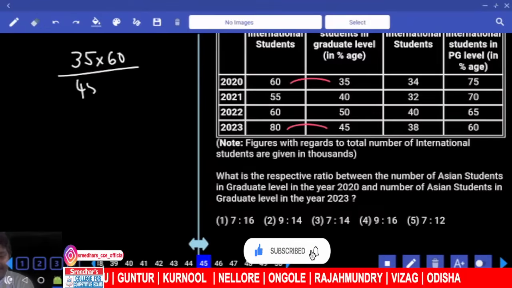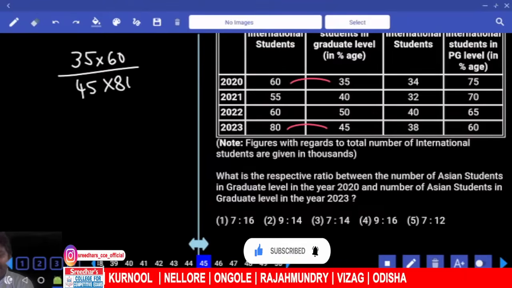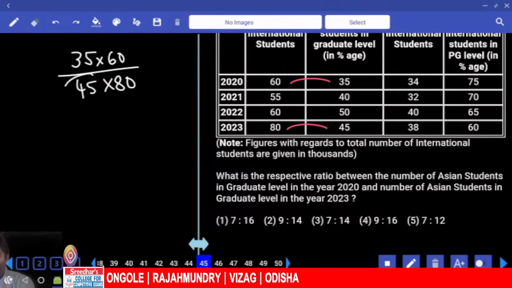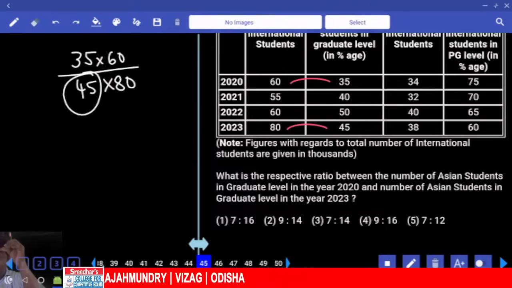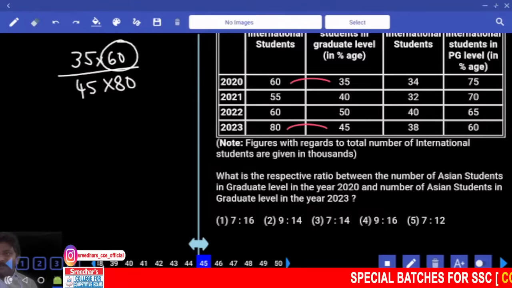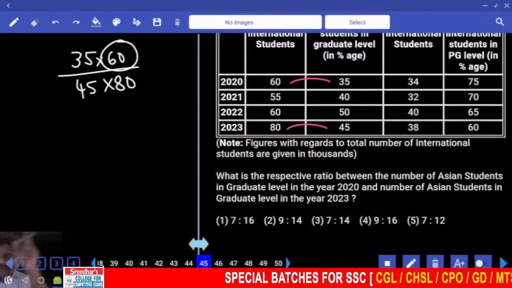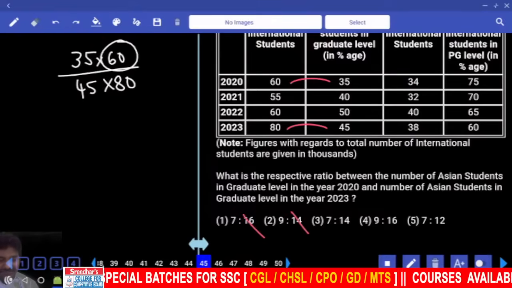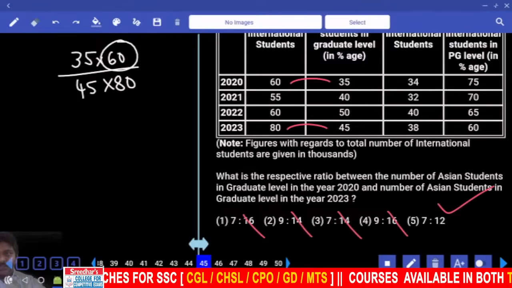2023, 45 percentage of 80. Correct? While I write, I could see 45 in the denominator, which is a 9 multiple. In the numerator, 35 is neither a 9 multiple nor a 3 multiple. 60 is a 3 multiple but not a 9 multiple. So one extra 3 multiple is there in the denominator. So in your answer, the second number must be a 3 multiple. Go to the options and see 16, 14, 14, 16. Fifth has to be your answer.